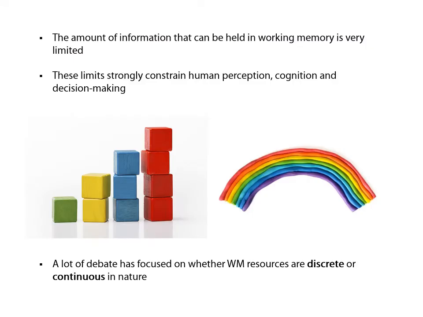Working memory refers to the ability to maintain information in an active state where it can be operated on by cognitive processes. The amount of information that can be held in this state at one time is very limited, and because working memory is an essential part of so many aspects of human cognition, perception, and decision making, these limits strongly constrain our performance in the world.